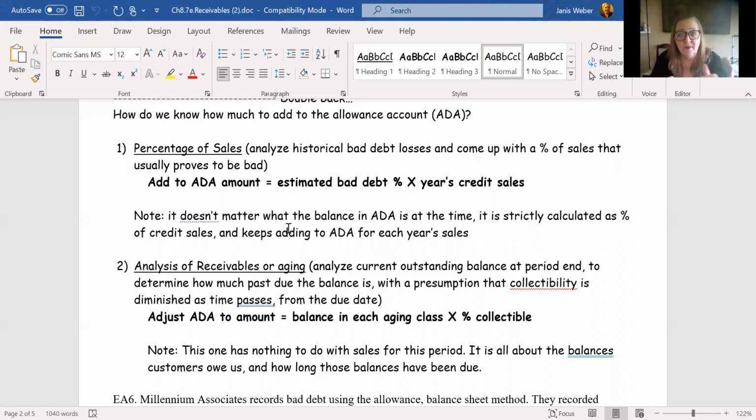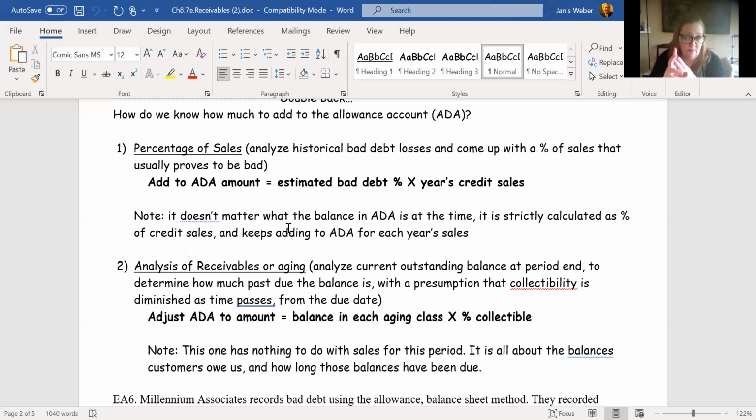So the amount you would add to the ADA account is the estimated bad debt percentage times this year's credit sales. So it doesn't matter what's already in the ADA account. It doesn't matter how old the accounts are or anything. The only thing that matters is sales for that year that are credit sales.